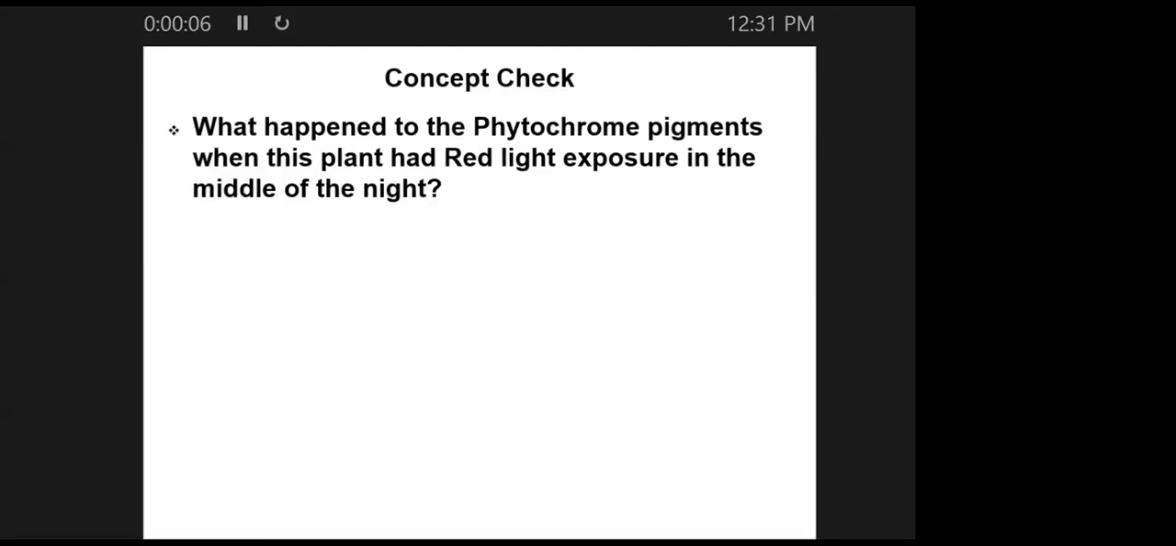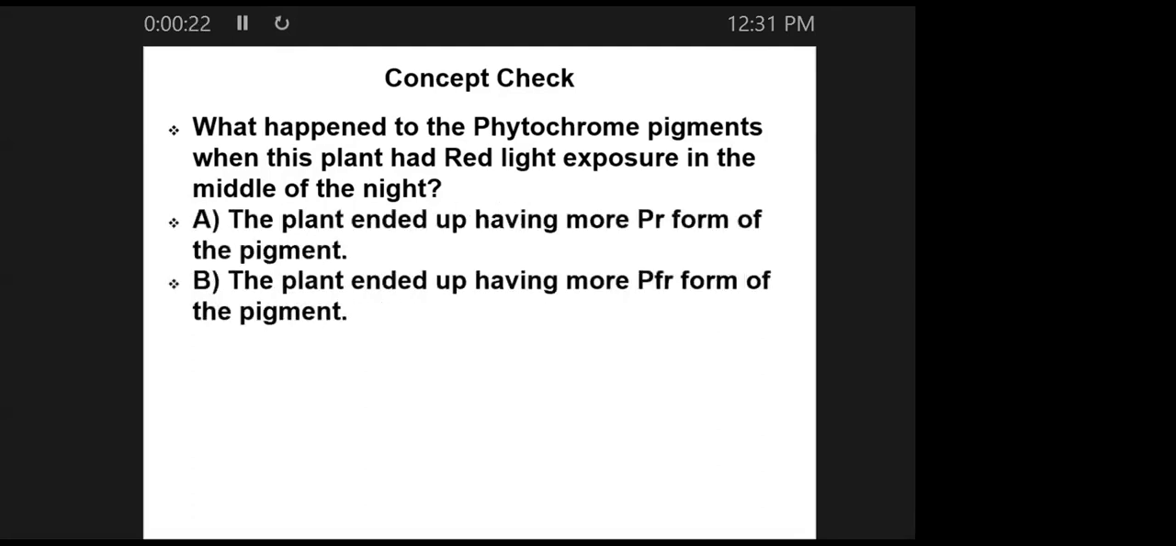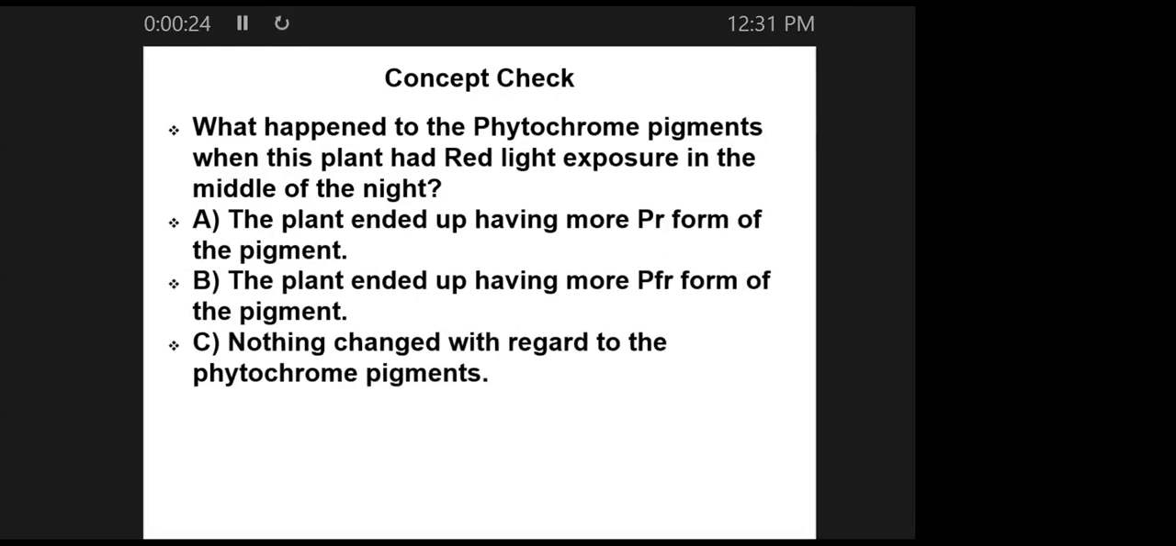So they came in the middle of the night and put red light on that plant. Remember, that plant had phytochromes in it. So what happened to the phytochrome pigment when they snuck in the middle of the night and put red light on it? What was going on inside the plant?